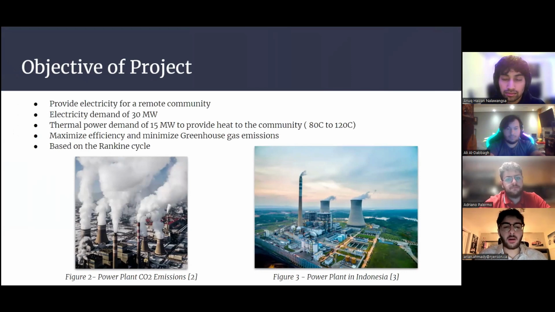Along with this, our cycle must also have an electricity output of at least 30 megawatts, as well as a thermal output of 15 megawatts to provide heat for the community. Now I'll be passing the floor to Ali.